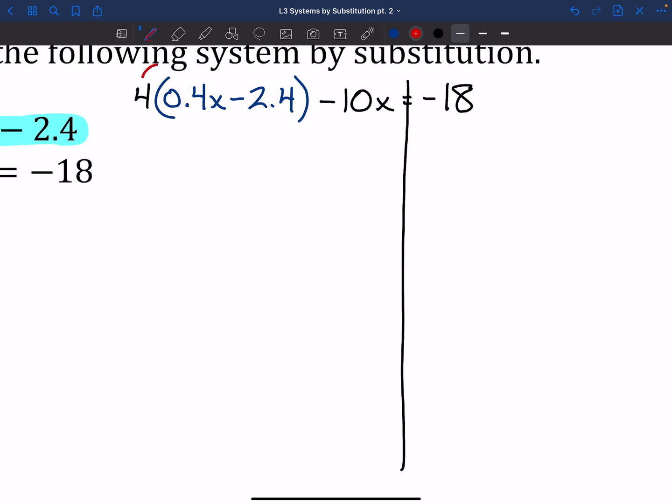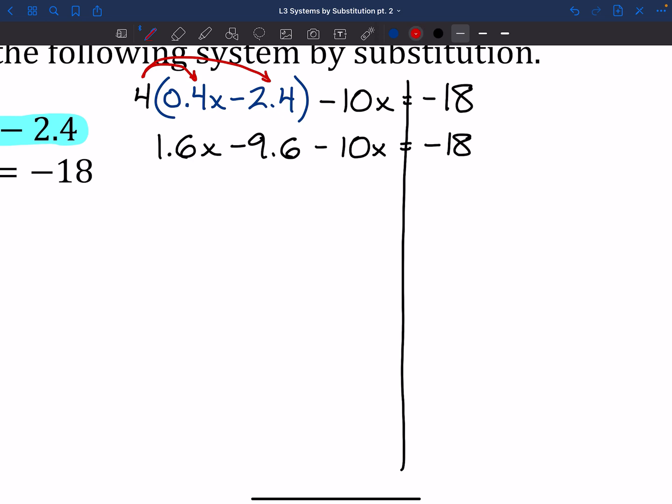First thing I'm going to do is take care of this distribution. I'm going to multiply that 4 into those parentheses. So 4 times 0.4 is going to be 1.6 with an x. 4 times negative 2.4 is going to give me negative 9.6. And then everything else hasn't changed yet. If you wanted to use a calculator, and actually this goes for every time, as always, you can always use a calculator if you want to. I know that sometimes multiplying with fractions seems a little funky.